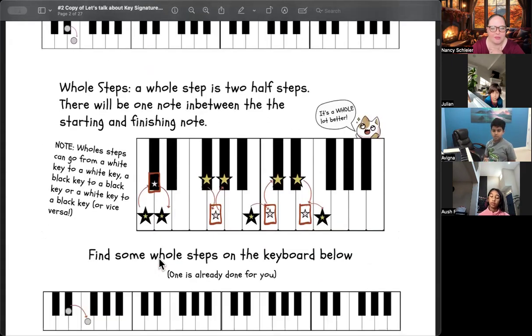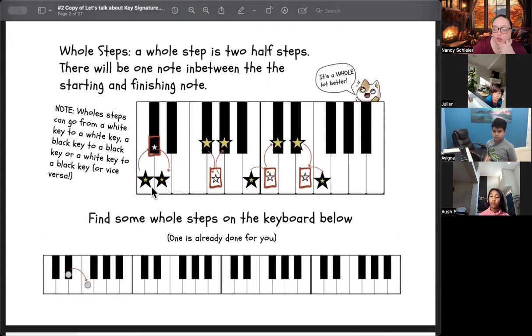All right, now let's talk about whole steps. Whole steps are going to go from, we're going to have one note in between them, basically. So two half steps. So if I start here, we go 1, 2. Does that make sense? Everybody on the same page with that one?